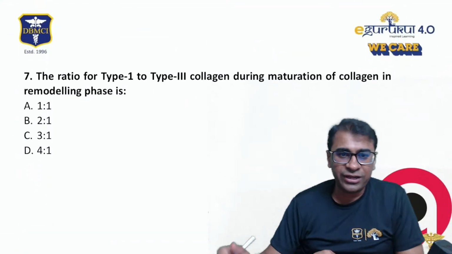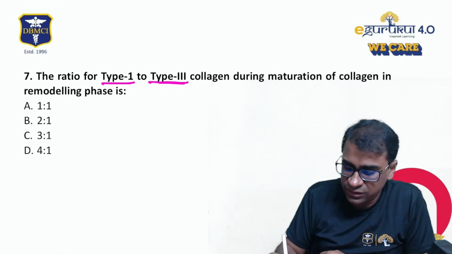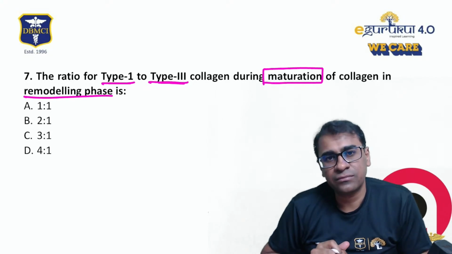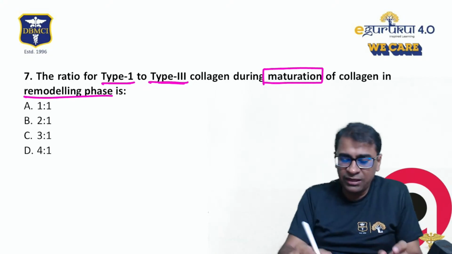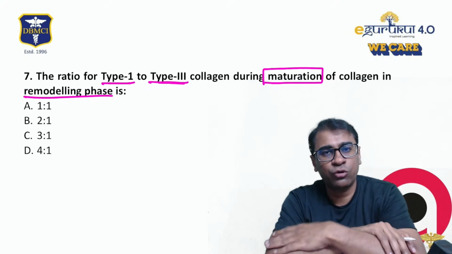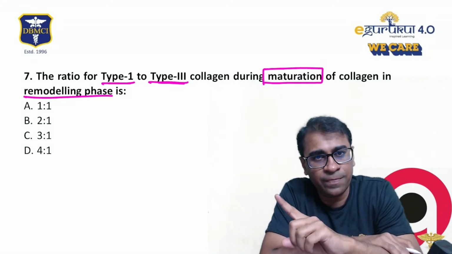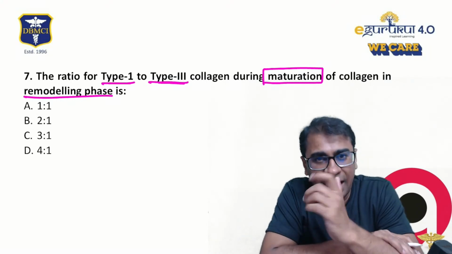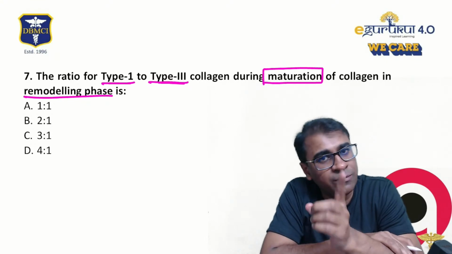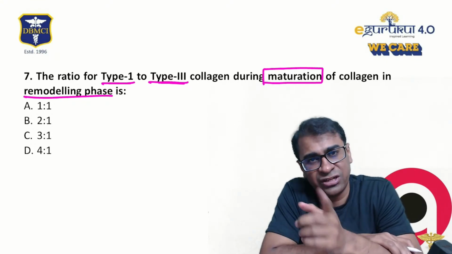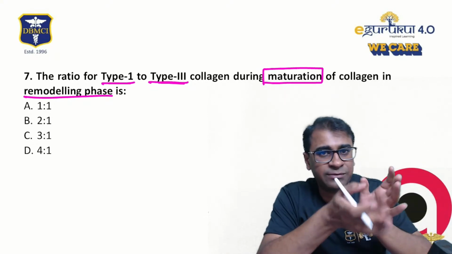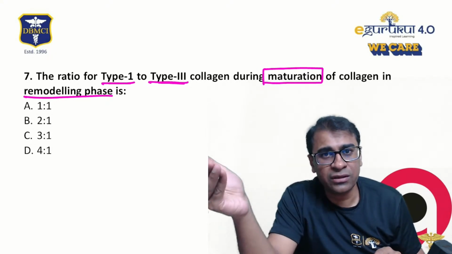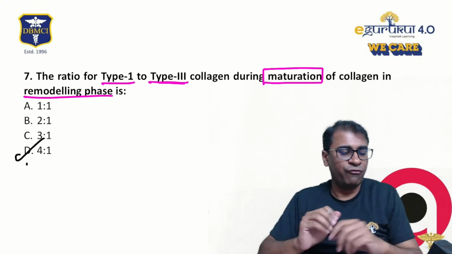Chalo. Ratio of type 1 to type 3 collagen in the maturation phase of the remodeling phase. बताओ, देखो, normally if I ask you in normal skin, which collagen is more? Type 1 more than 3. In the initial part of wound healing, type 3 gets deposited. And I hope you all remember, I always tell you, after 1 month there is remodification of collagen. Remodification ka matlab, all the type 3 collagen is replaced by type 1 collagen. And therefore, in remodification, 1 is more than 3. And how much? 4:1.